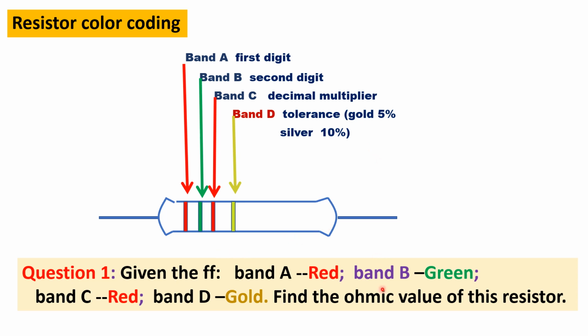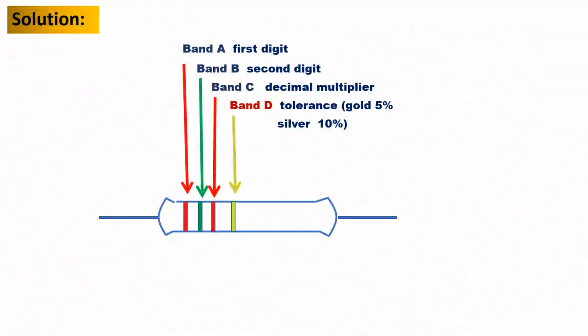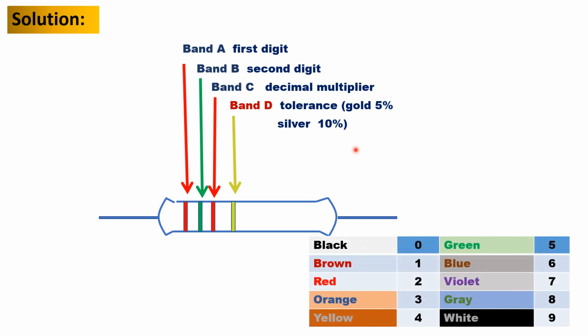So in this first example, we are going to determine the actual ohmic value and the degree of tolerance. We'll see the solution in our next slide. So our solution for question number 1, we are going to use this guide.